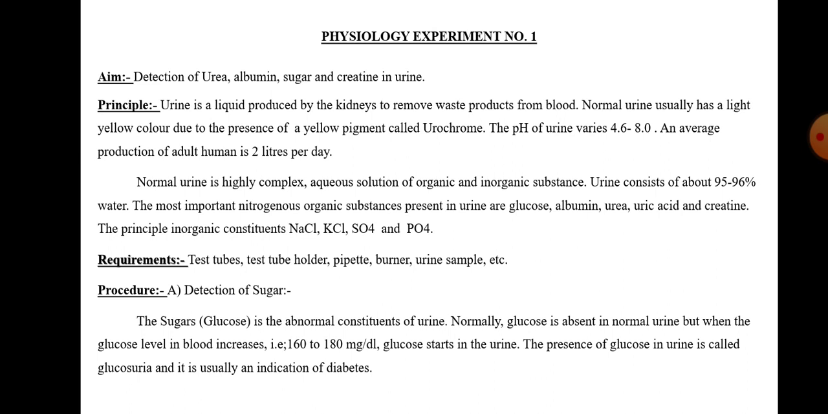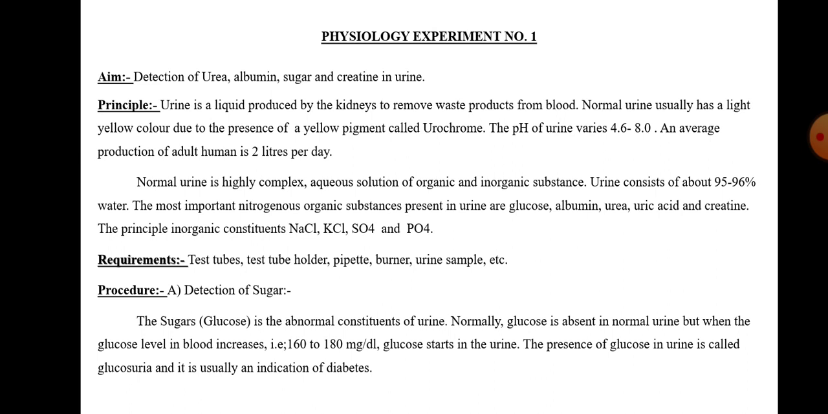So, urine, we know that it is a liquid produced by the kidneys in order to remove the waste products from the blood, and the normal color of the urine is light yellow due to the presence of a yellow pigment called urochrome. The pH of urine varies between 4.6 to 8. The average production of an adult human is 2 liters per day.